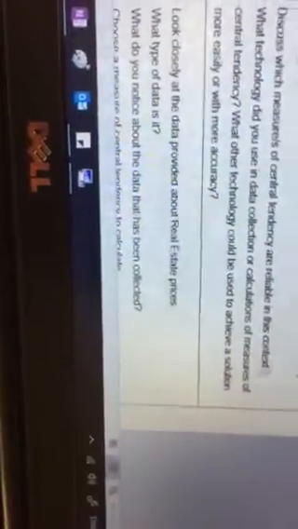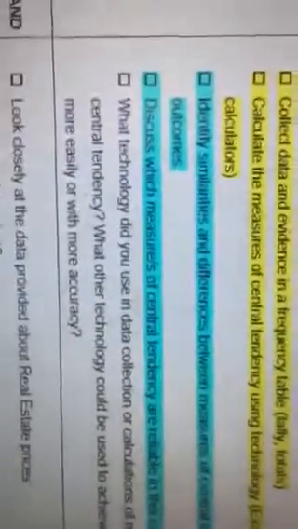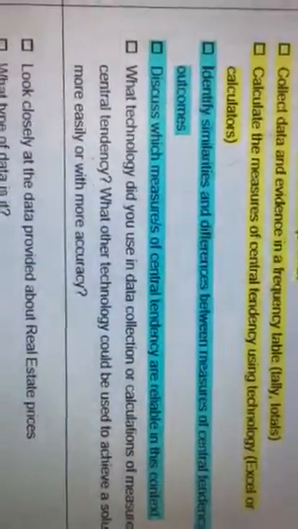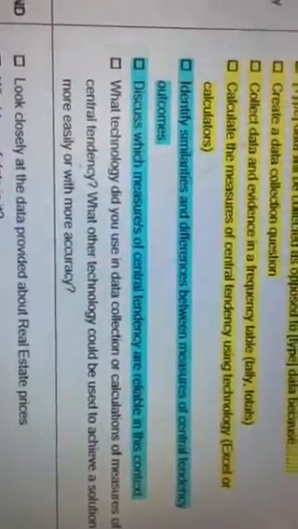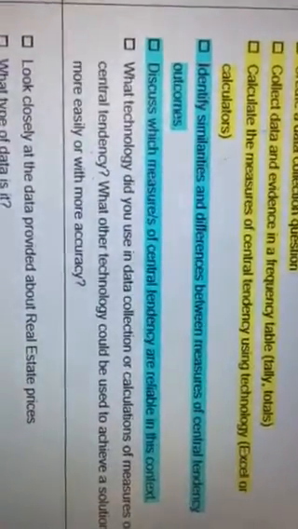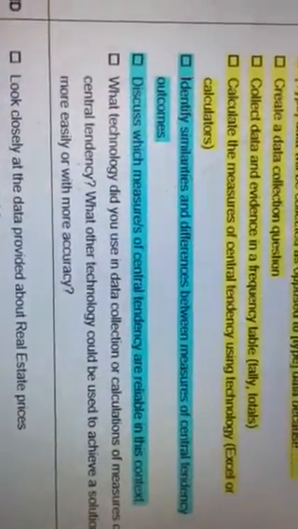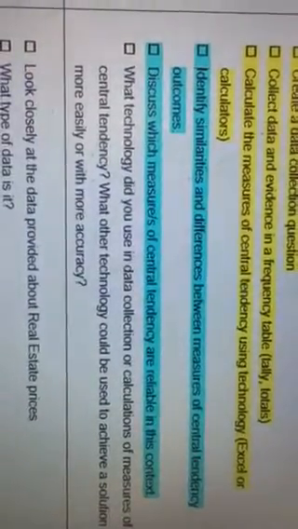Okay, these two are probably the most important. These two are probably the main reason or the goal of the solve section. So it says to identify similarities and differences between your measures of central tendency. So that means compare your mean, median and mode.